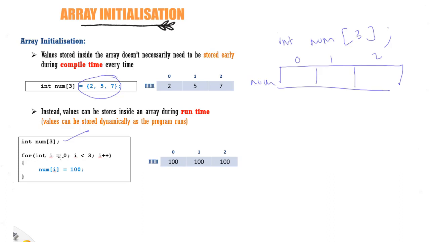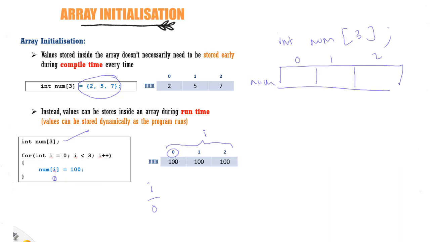So for int i equals 0, this represents your index. Since we're starting at 0, this is the first element, i equals 0. So what is inside num[0]? For int i equals 0, right now i is 0. Is 0 less than 3? True, so it will go inside.